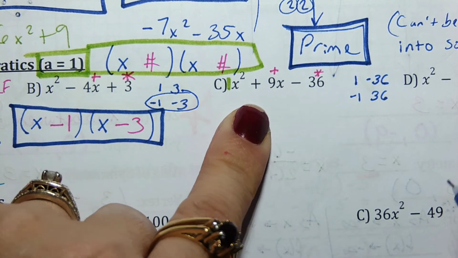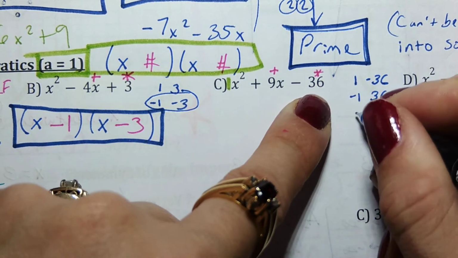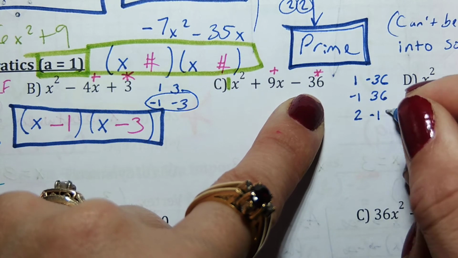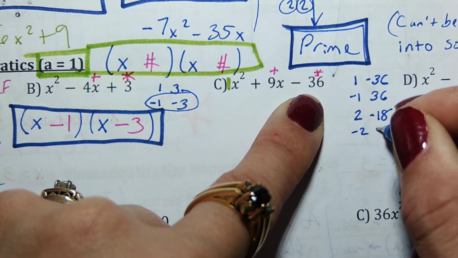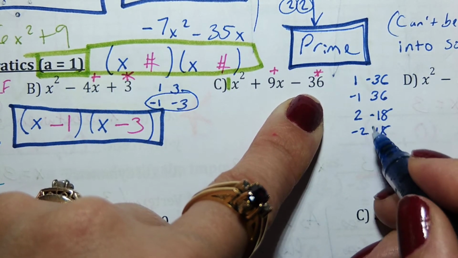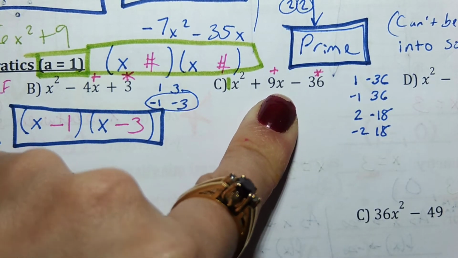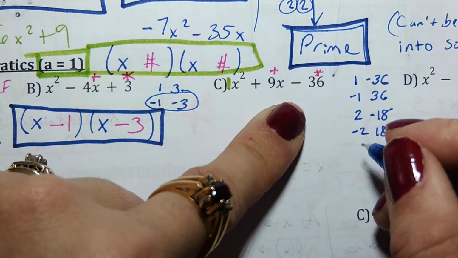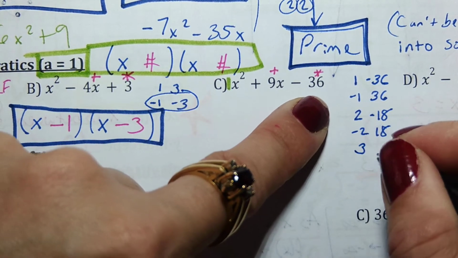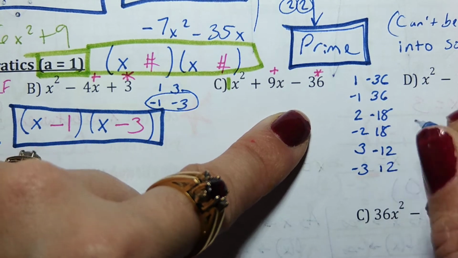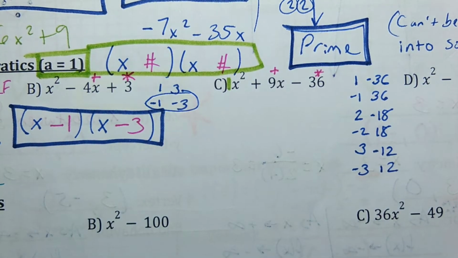No, it does not. So now I divide 36 by 2, my next integer. 2 would be paired with negative 18 or negative 2 with positive 18. Do either of those give me a sum of 9? That's a no too. So then we try dividing by 3. 3 gets paired with negative 12 or negative 3 with positive 12. Does either of those pairs work?